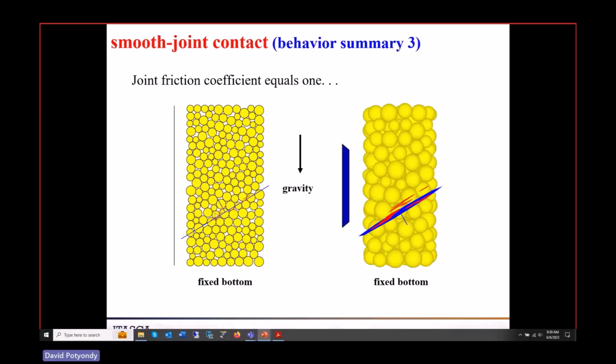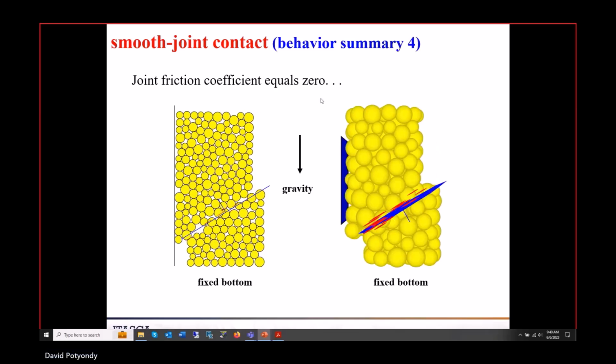We take this system of bonded material, we fully fix the bottom, we turn on gravity, okay? And here's the 3D version of the same thing. We fix the bottom, we turn on gravity. We assign a joint friction coefficient of 1. Nothing happens. It holds up. Then we're going to change the joint friction coefficient to 0 and run it, and it's going to slide.